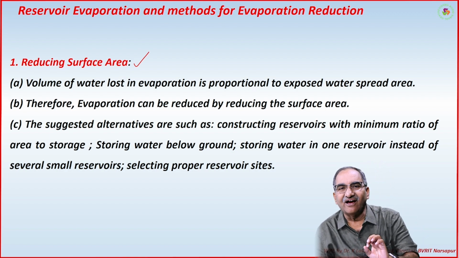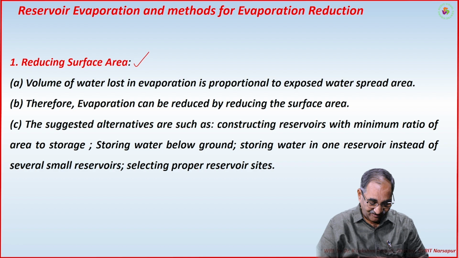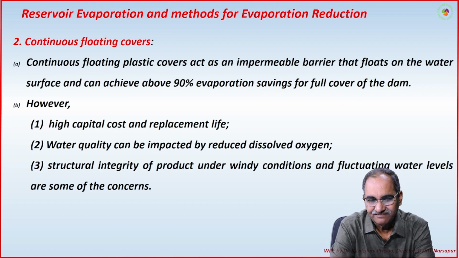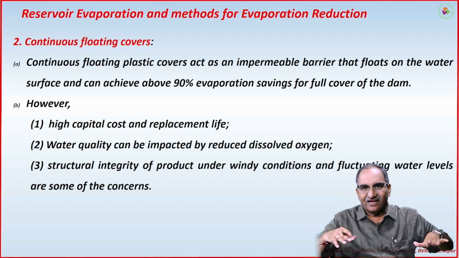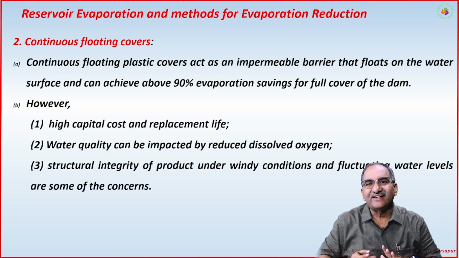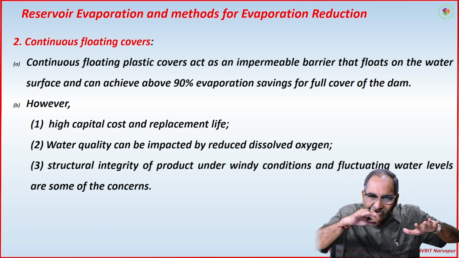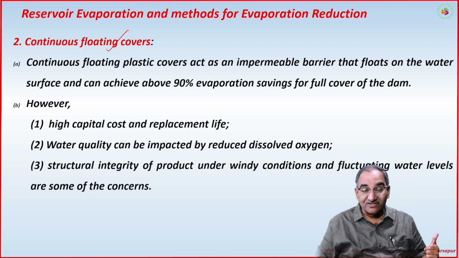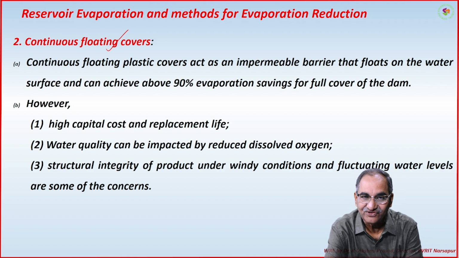Reducing the surface area while creating a reservoir, a lake or a pond shall be one of the criteria for reducing evaporation. What is the next one? Continuous floating covers. We take polythene covers, plastic covers, and allow them to float on the entire water surface. The entire water spread area is covered with floating covers. Because of that, you can definitely reduce evaporation.